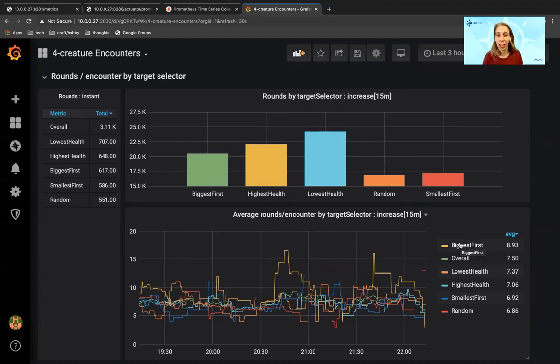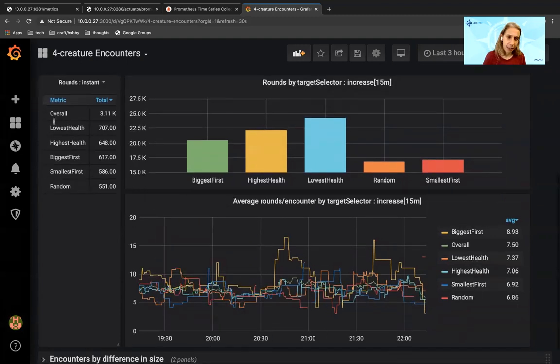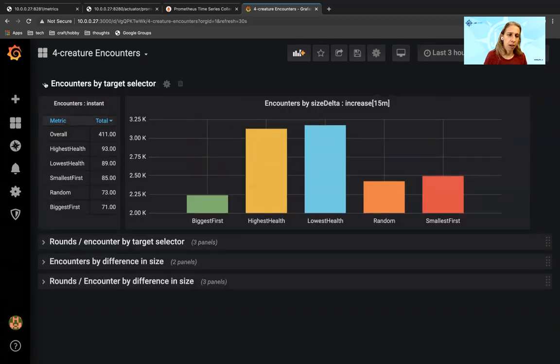You have 4 monsters hitting on each other and they pick the biggest first. It will take almost 9 rounds for them all to kill each other. If they go at random, it will take only 7. Same if they pick the smallest or perhaps the healthiest, right? Biggest first is a losing strategy, is all I have to say. And that's pretty consistent. I've seen that over time.